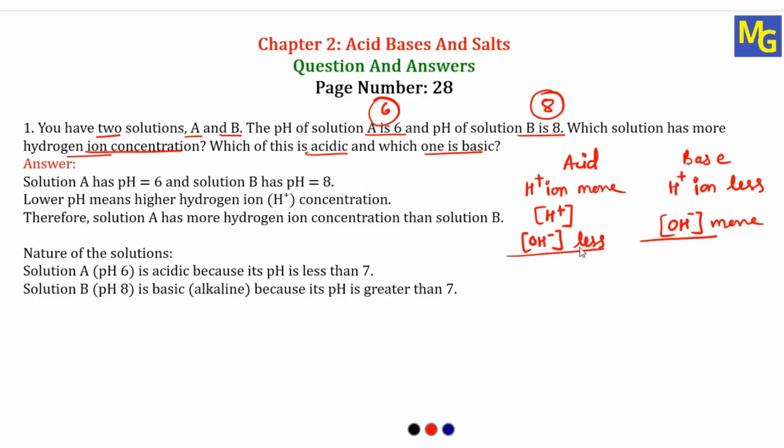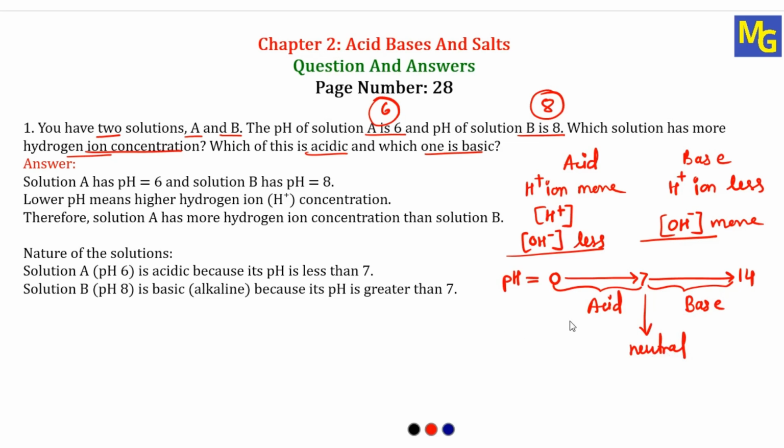So now what about pH? If you see the pH scale, it starts from 0 till 7 and from 7 till 14. 0 to 7 is called acidic, 7 to 14 is called basic, and 7 is called neutral. So this is the basic information we should know before answering this question. If it is acidic, then H plus ion concentration will be more, and if it is basic, H plus ion concentration will be less. Just now I told you, you can understand this.